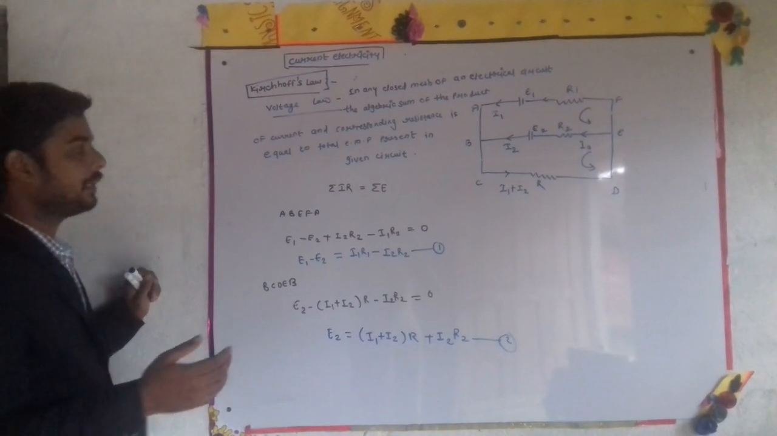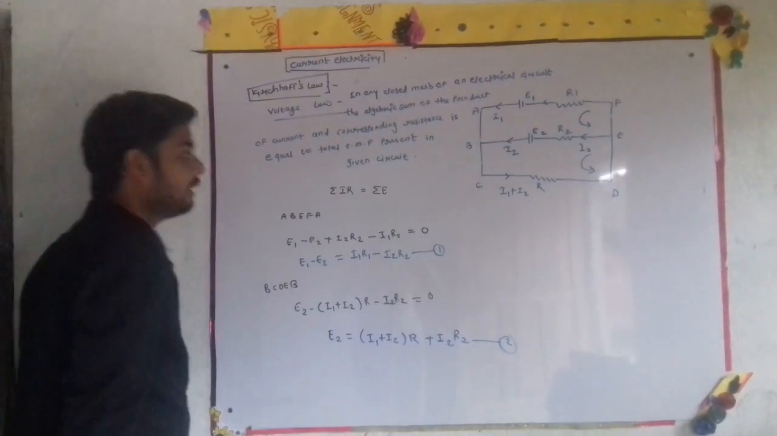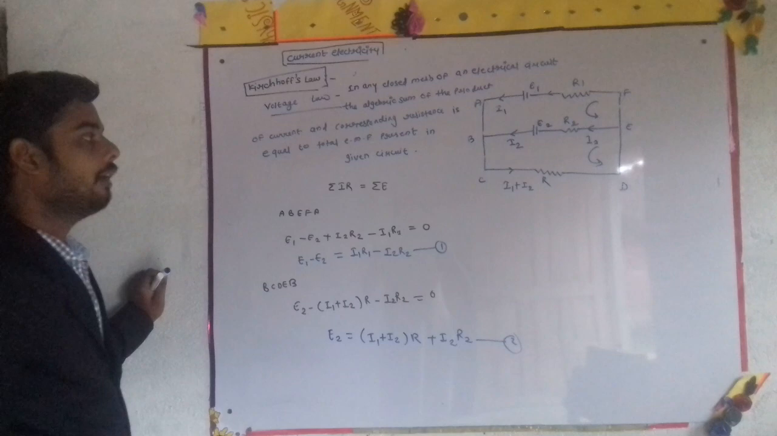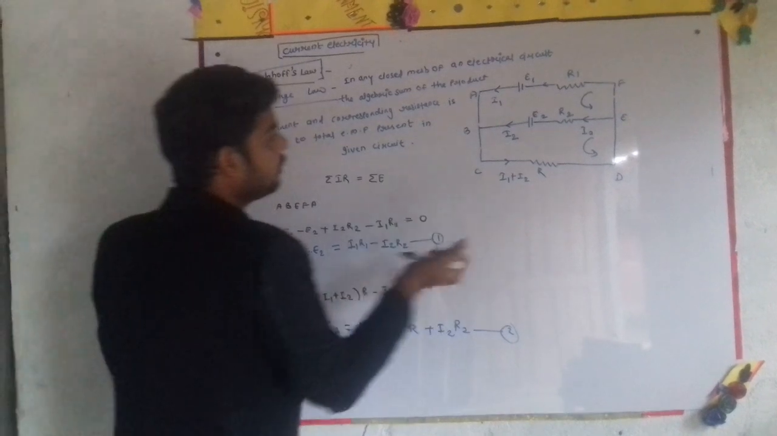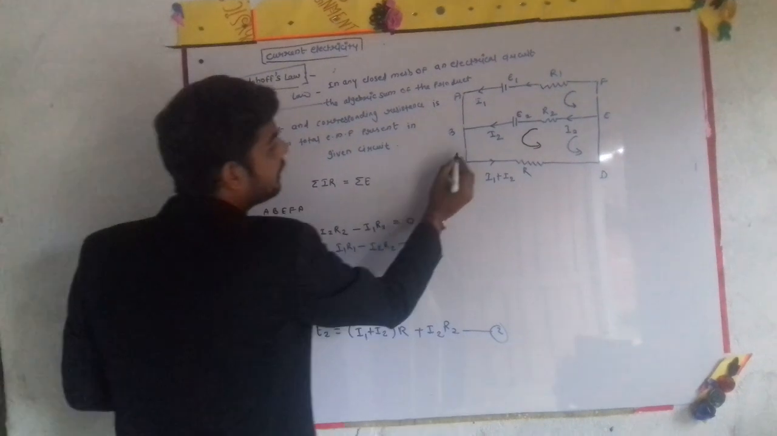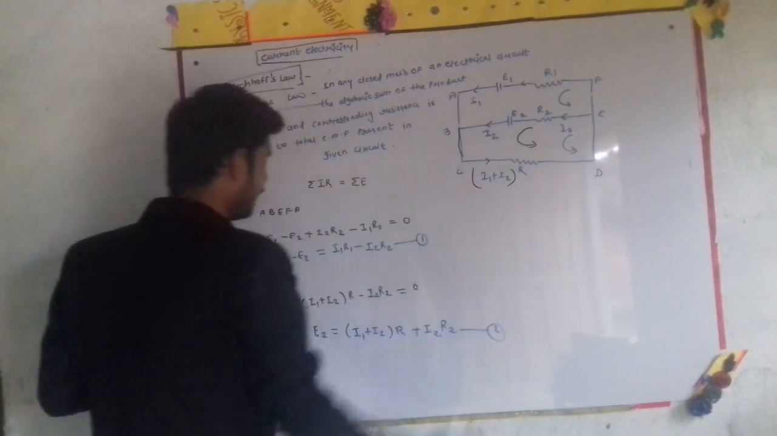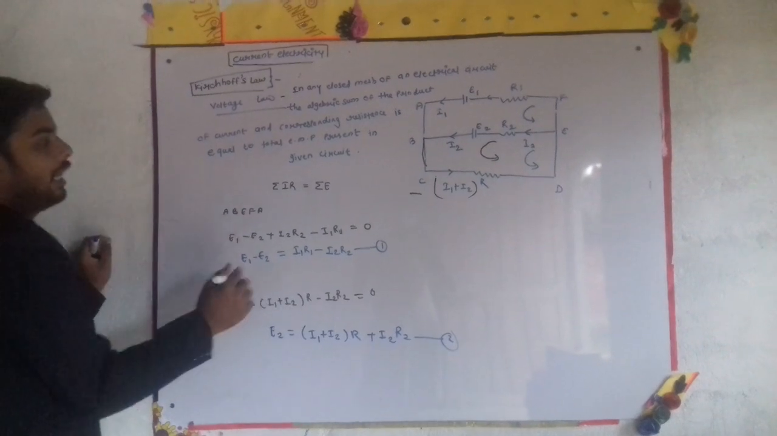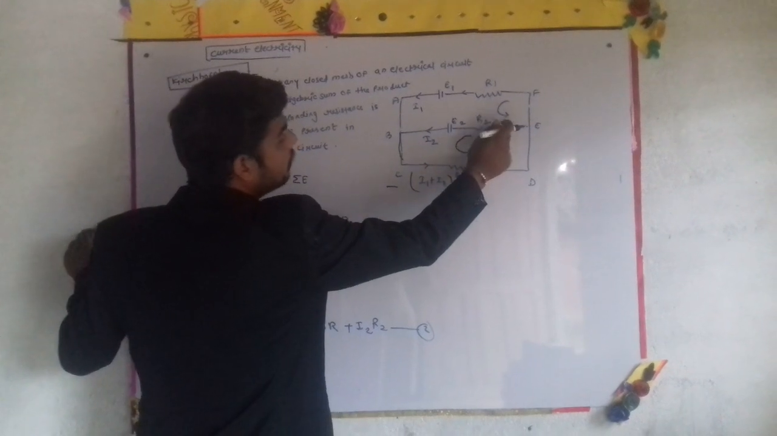Similarly, we'll use Kirchhoff's law in this closed loop, B, C, D, E, B. We have to finish at the point B, C, D, E, B. We know that if we are entering in this direction, current is taken positive, and E2 will be taken positive. But you can see that we are leaving the current, so I1 and I2, the total current, is taken negative because current is leaving the circuit. The corresponding resistance is R, and also I2 and R2.